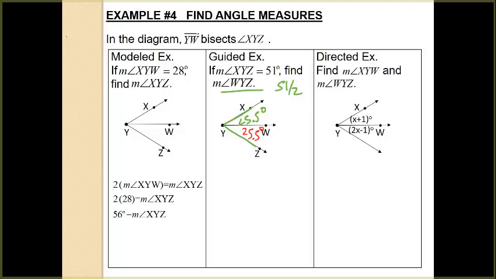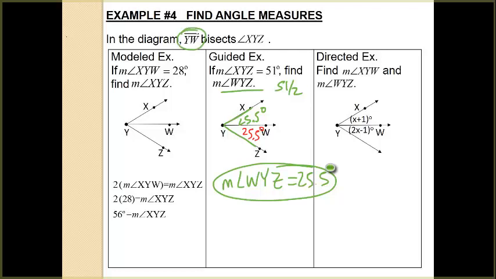So the measure of angle WYZ is equal to 25.5 degrees because of that angle bisector. The other way I can ask this is if I tell you, again, that YW bisects this angle, that means these two algebraic expressions are equal to each other, just like we did in segment congruence. So we have x plus 1 equals 2x minus 1. I add 1 or subtract 1 from both sides, it doesn't matter. Subtract the x, and you get x is equal to 2.